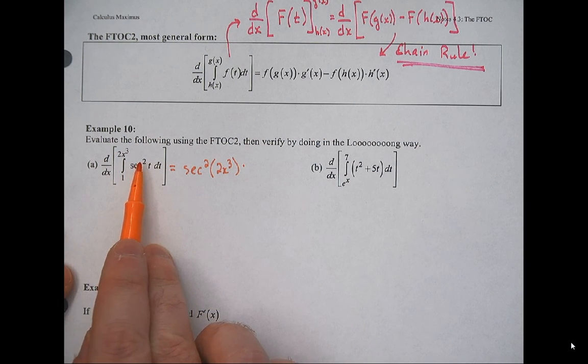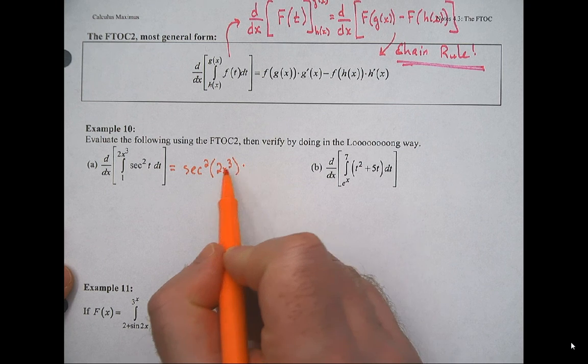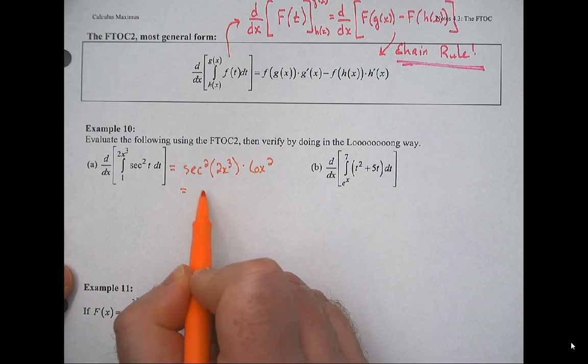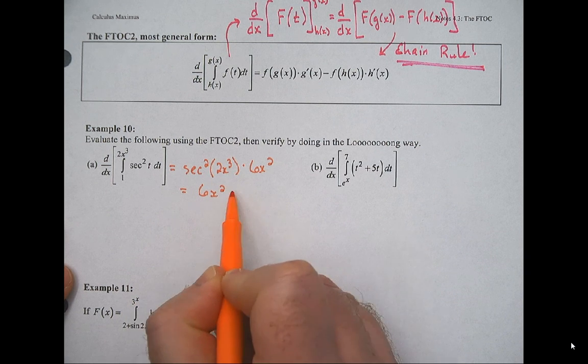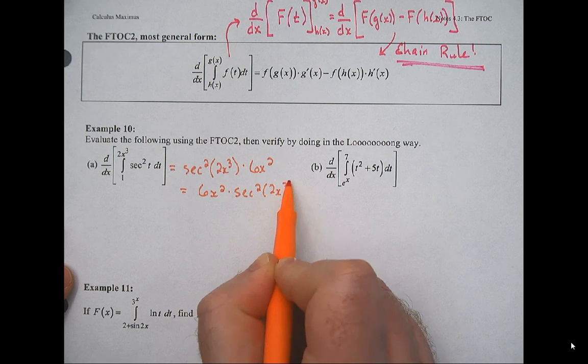so before we would just stop there. But we now need to multiply because this function isn't just x, whose derivative is just 1. It's now a chain rule problem, so I have to multiply by the derivative of 2x cubed, which is 6x squared, and we would get 6x squared secant squared of 2x cubed.